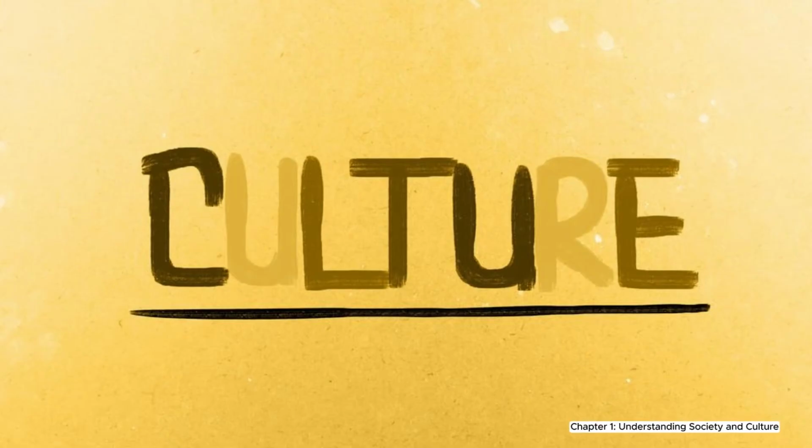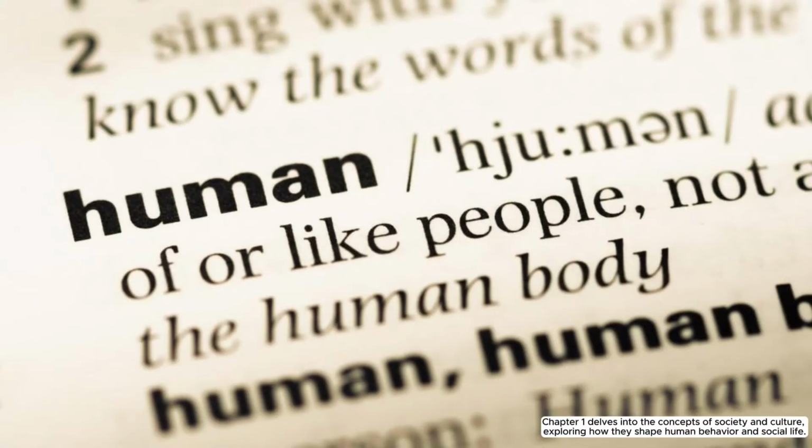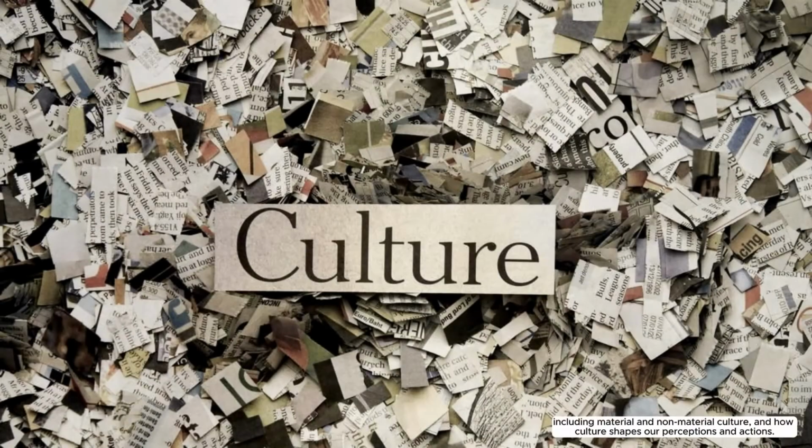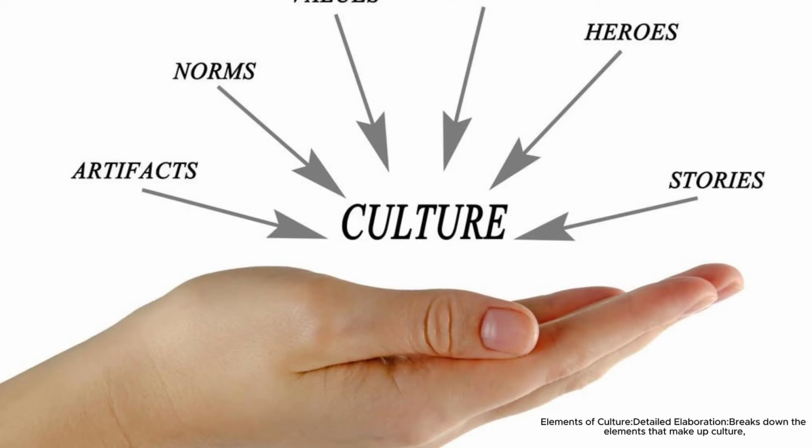Chapter 1. Understanding Society and Culture. Chapter 1 delves into the concepts of society and culture, exploring how they shape human behavior and social life. Key topics covered: defining culture. This examines what culture is, including material and non-material culture, and how culture shapes our perceptions and actions. Elements of culture.